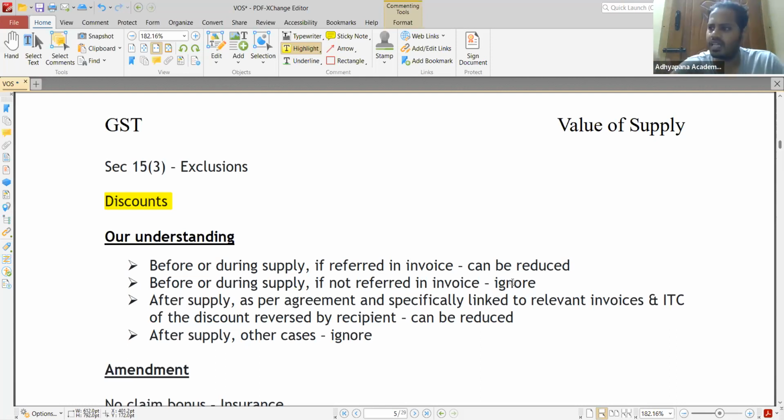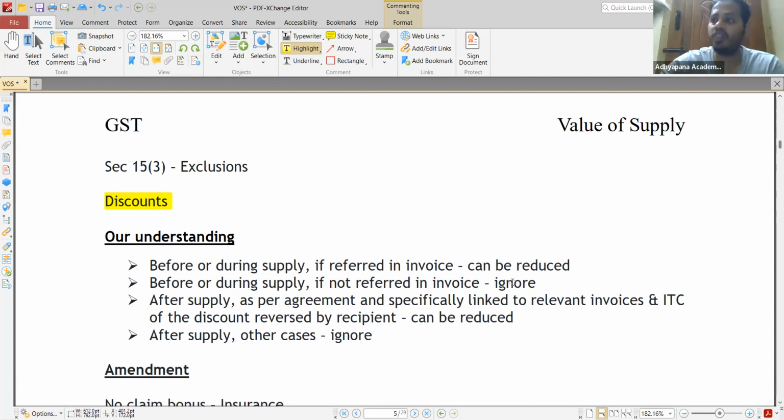So the recipient is thinking and he made the payment within 5 days. Since it is referred in the invoice, I have to issue a credit note of 10,000 rupees. Clear? A credit note of 10,000 rupees, because it is a discount from my end, agreed between both the parties, and the same has been referred in the invoice.